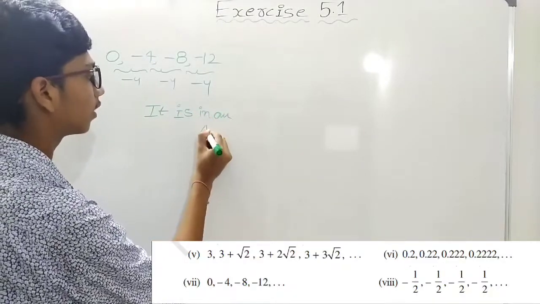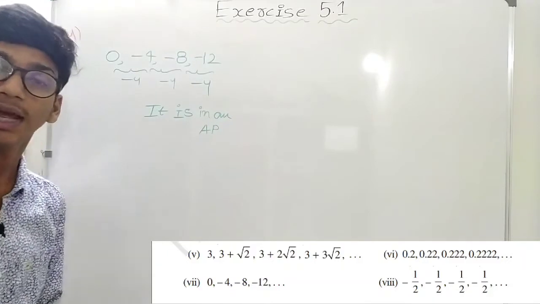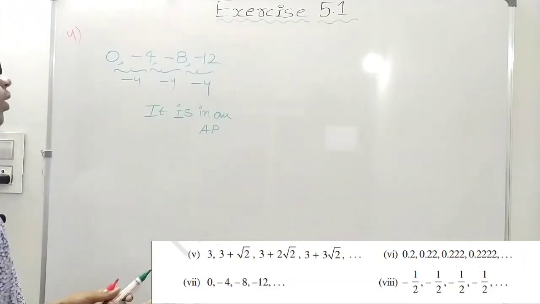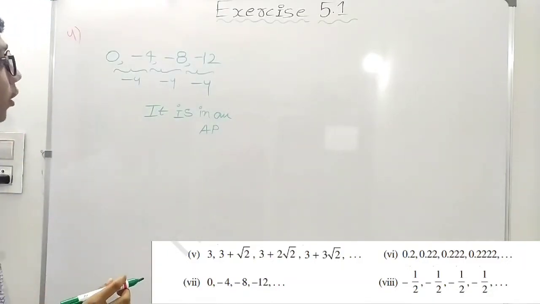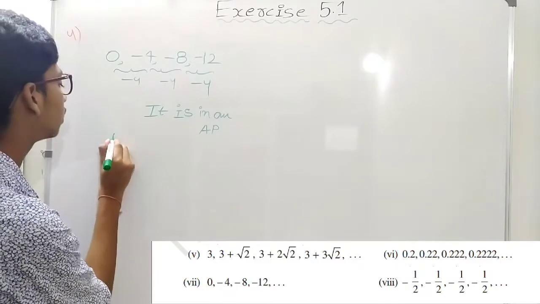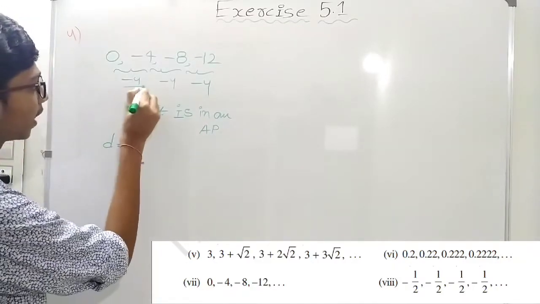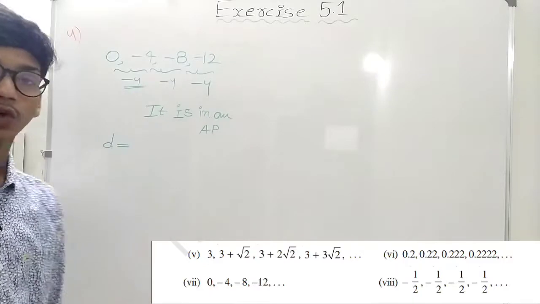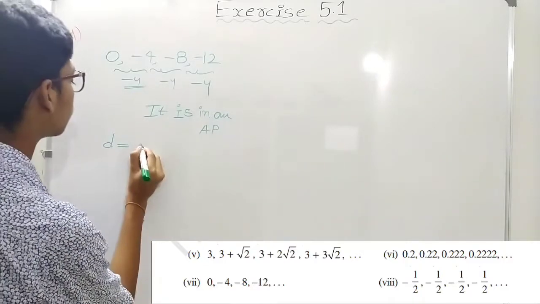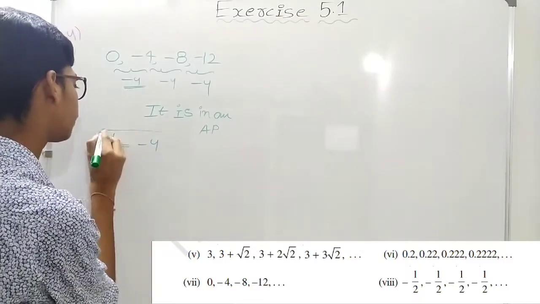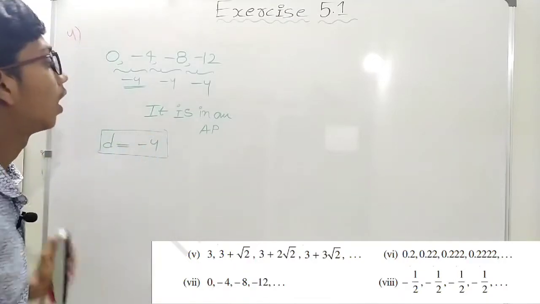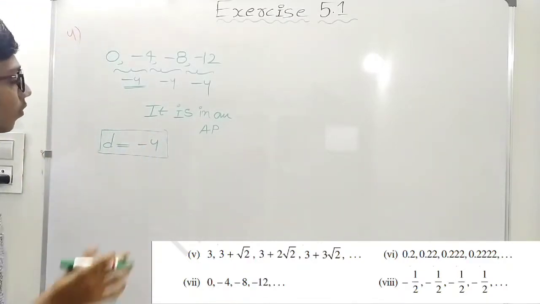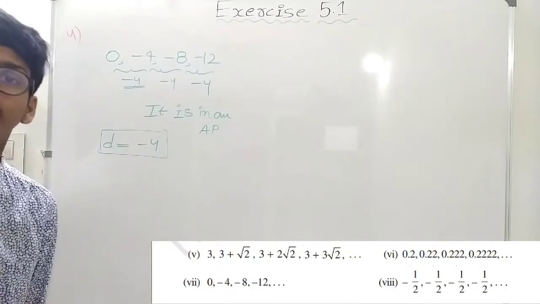It is in an AP, an arithmetic progression. If it is in the arithmetic progression, what is the common difference? Here the common difference is -4. The difference between any two consecutive numbers is -4, and then -4, and then -4. Now find the next three terms.